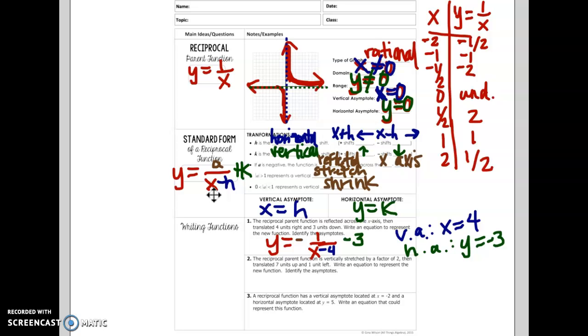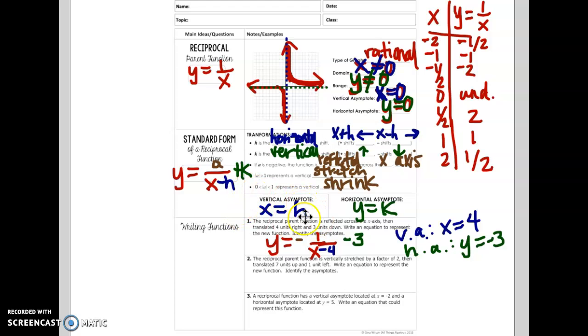So if it looks exactly like this, then we can say that the vertical asymptote is at x equals h. The reason we know that is because what we're looking for is what's going to make the denominator 0. Just like up here, when x is 0, that's my vertical asymptote. So now here, if I have x minus h and I set that equal to 0, and I add h to both sides, I should get x equals h.